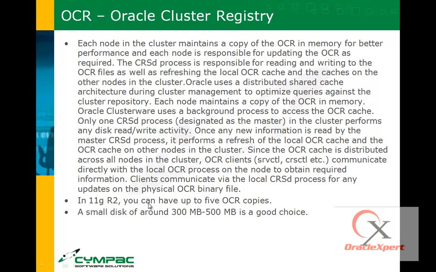In 11g Release 2, you can have up to 5 OCR copies. Given the fact that this file is very important, obviously I can't afford to lose it. A small disk of around 300 to 500 MB is normally recommended for OCR. Even a complex configuration will not be more than 300 MB, but to be on the safer side and to avoid alerts, Oracle recommends it to be around 300 to 500 MB.